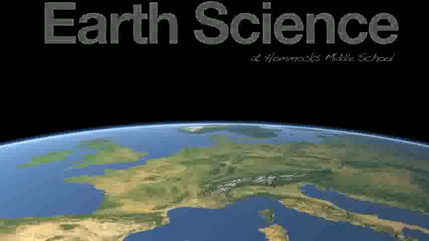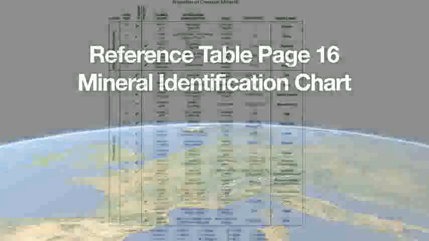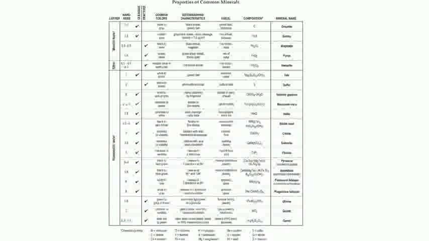Today we're going to focus our attention on page 16 in the reference table, the mineral identification chart. So this chart is broken up into columns and rows, much like a lot of your other charts in your reference table. So if you know your characteristics of minerals, trying to find the information out of here should not be that much of a challenge. So let's take this chart and break it up into a couple different sections.